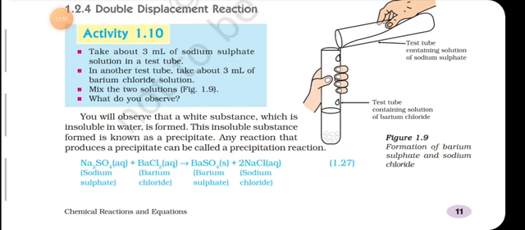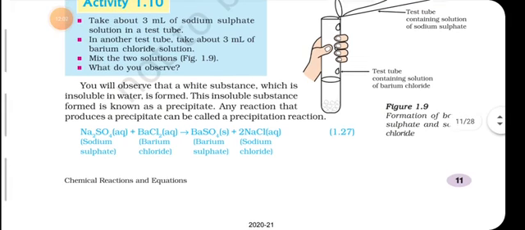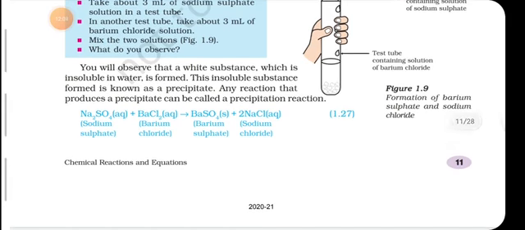So what was the reaction of sodium sulfate? That is Na2SO4 plus BaCl2, which will give you BaSO4 plus 2NaCl. That is, sodium sulfate plus barium chloride will give you barium sulfate plus sodium chloride.